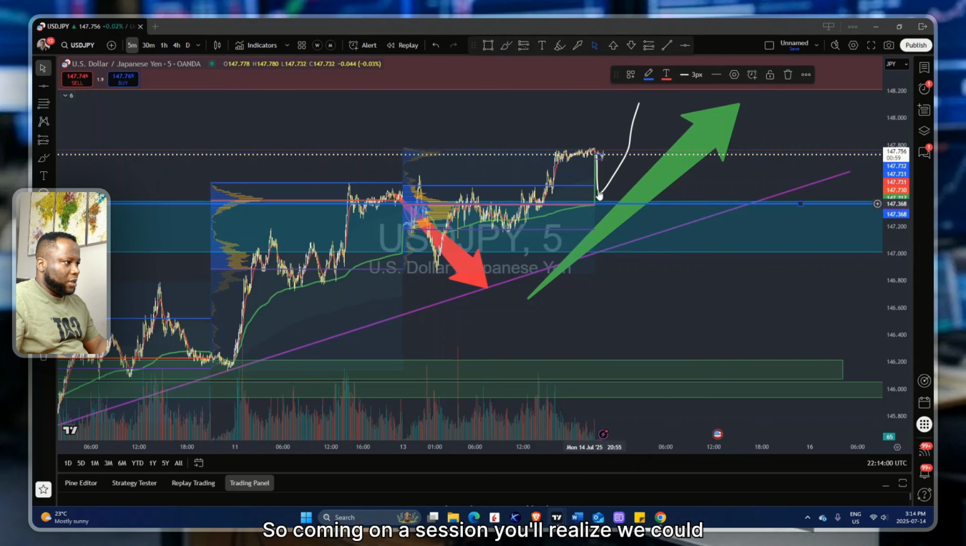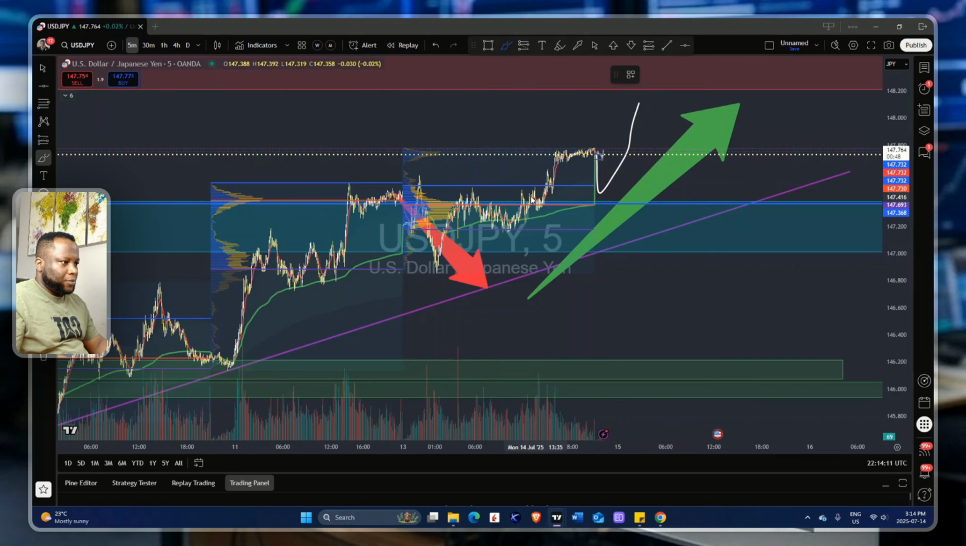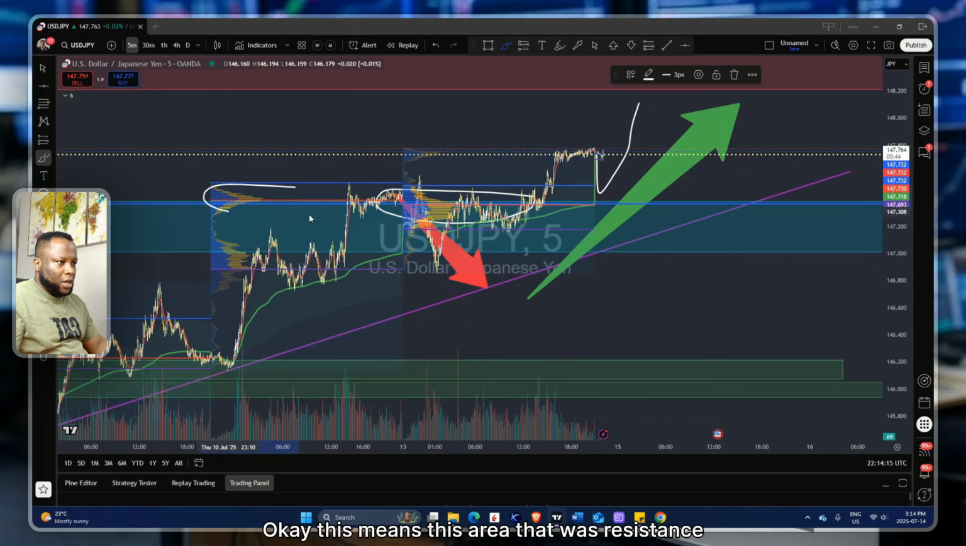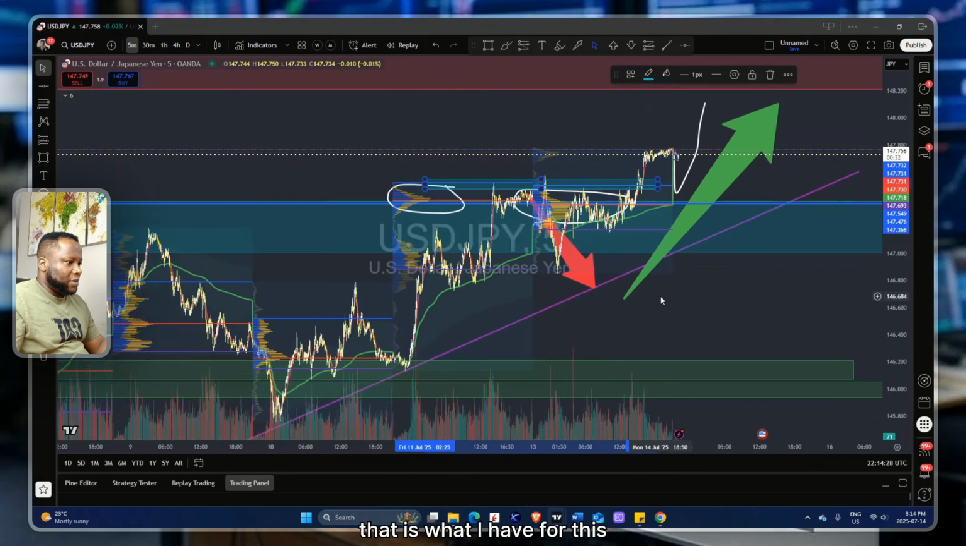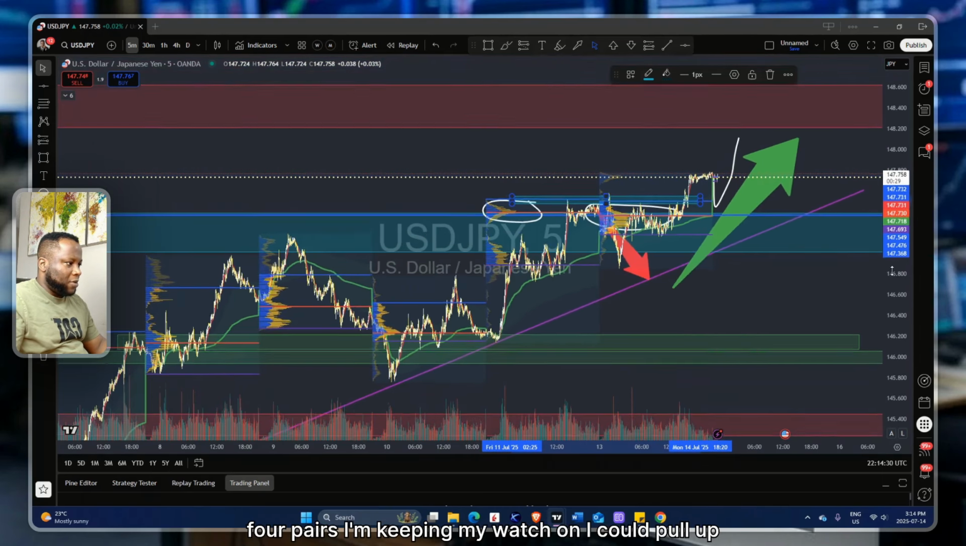Coming on the session, you'll realize we could have a little pullback. If you see the pullback, you want to wait for a bit and pick it up from there. Because right now we have two zones here. I want you to look at this. We have a high volume node here, another high volume node here. This means this area that was resistance before is now becoming a support area. See, this resistance is going to turn into a support area. So that is what I have for the four pairs I'm keeping a watch on.